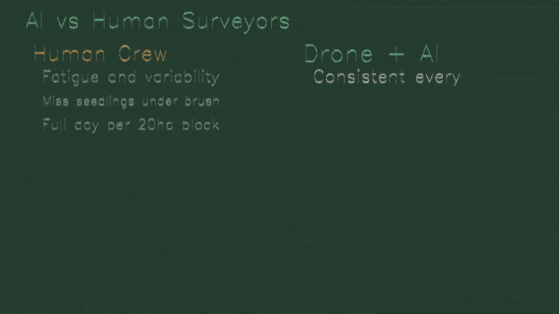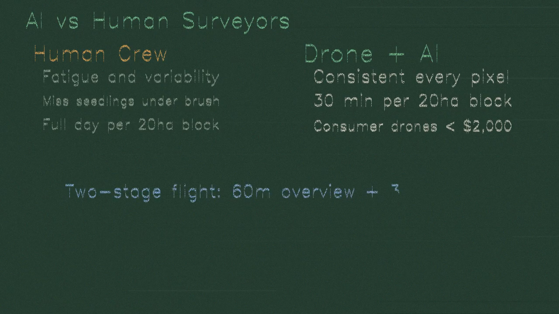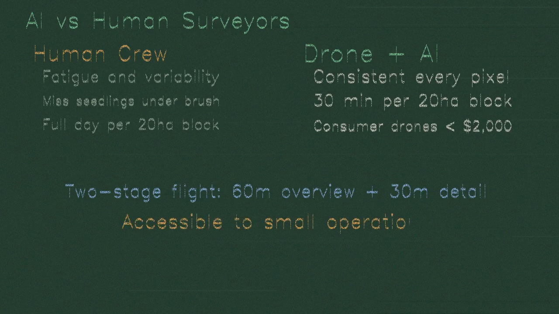A study in Finland demonstrated a two-stage UAV flight pattern specifically designed for seedling inventory. A high-altitude flight at 60 meters for initial mapping, followed by low-altitude flights at 30 meters over areas of interest for detailed counting. The whole approach was designed to be done with consumer-grade drones costing under $2,000, making it accessible to small forestry operations. Let us talk about the companies actually implementing this at scale.